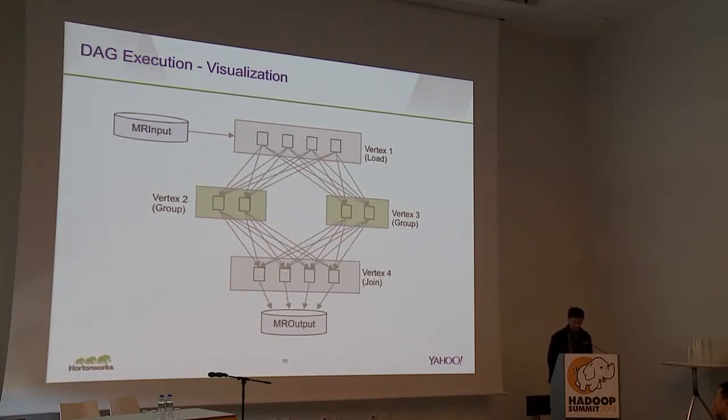And after processing the data, vertex 2 and vertex 3 will partition and shuffle the data on the same key to vertex 4, which will do the join. So we can see the processing of Tez is very similar to MapReduce, except we don't have to store the intermediate file into HDFS. All the data movement in this diagram is essential because we need to do the shuffle to perform group and join. So this DAG is very optimal.